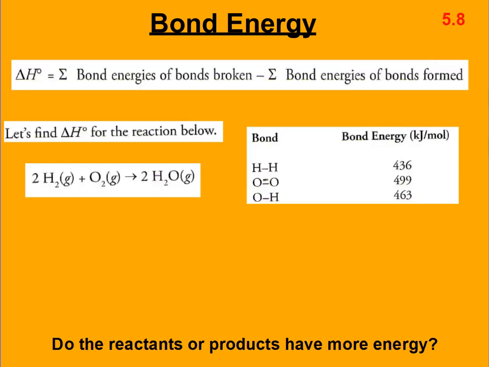We can also calculate bond energy by using that equation I had mentioned earlier. Delta H is equal to the bond energies of bonds broken minus the sum of the bond energies of bonds formed. Broken is your reactants, and formed is your products. It's the only equation in our thermo units that's reactants minus products. All other times it's products minus reactants.